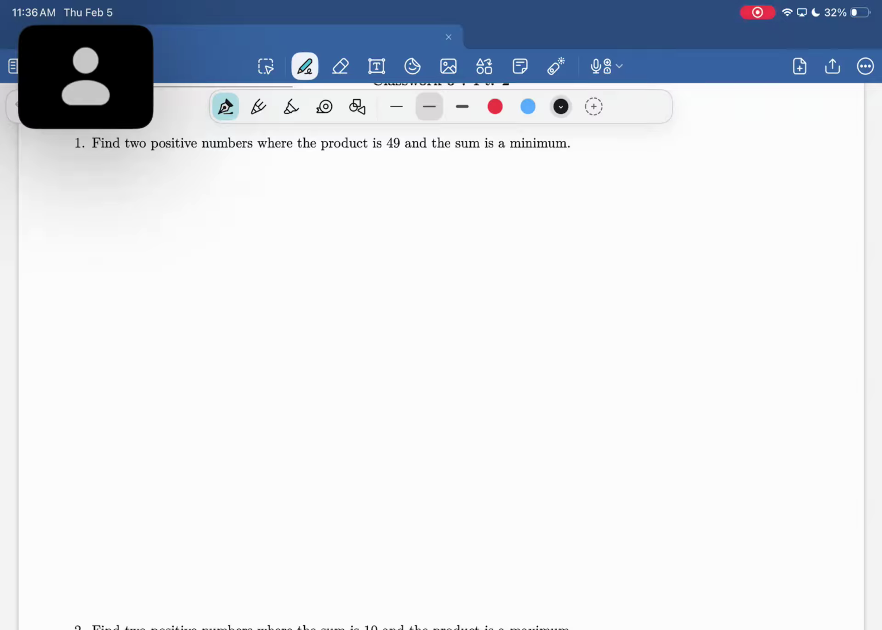I mean, you can just think about it, right? We could try 49 and 1, that adds to 50. But 7 and 7, that adds to 14, which is much smaller, right? So, okay, but how do we do this using calculus?